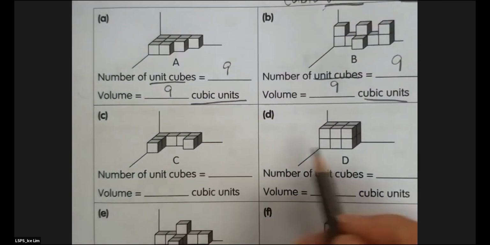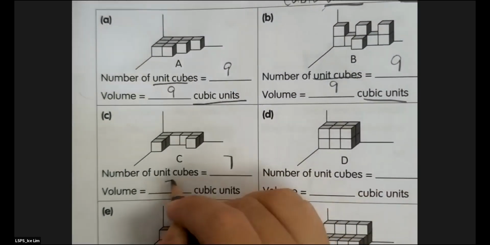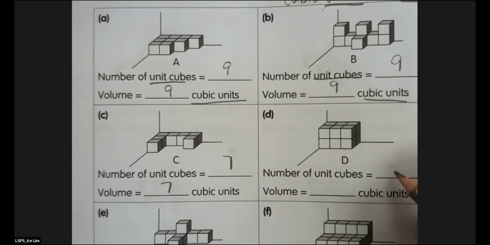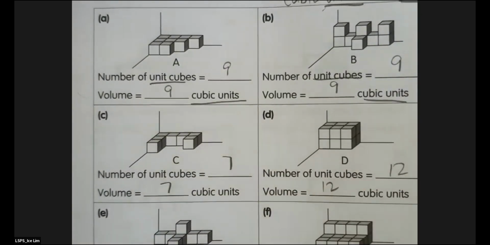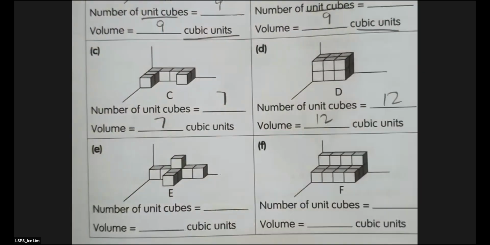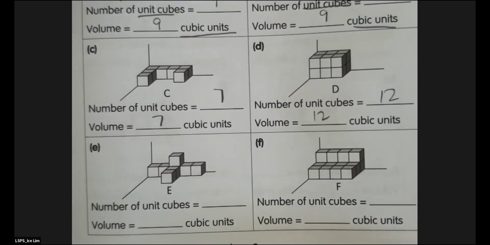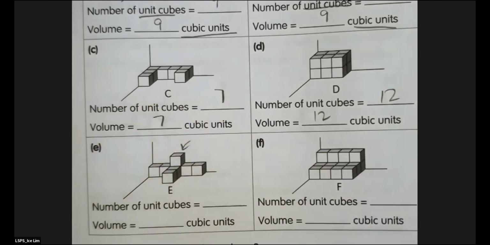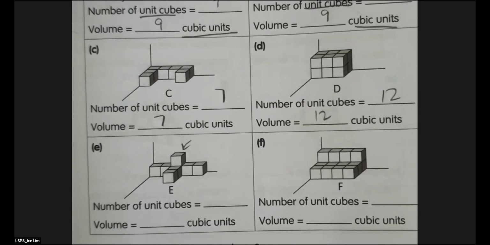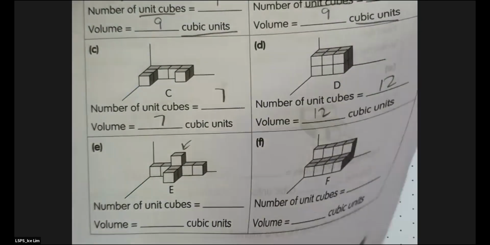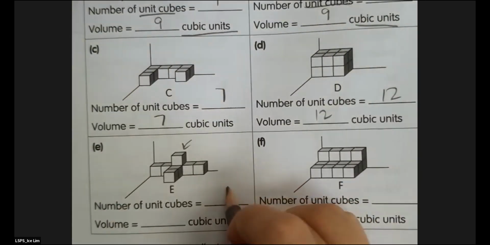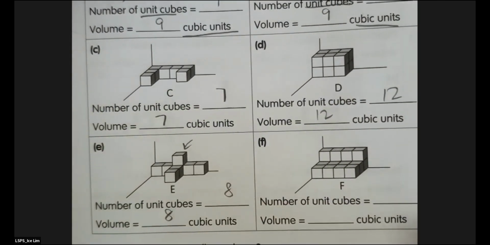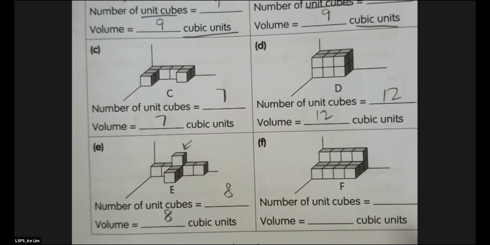The answer for C should be 7. The answer for D should be 12. Very good. The answer for E, there's a hidden cube. Were you able to see the hidden cube? No, right? It's hidden. But you must know that the top one can't be floating in the air, so there must be a cube beneath it. So it's 8 cubes, 8 cubic units. And for this one, 16.